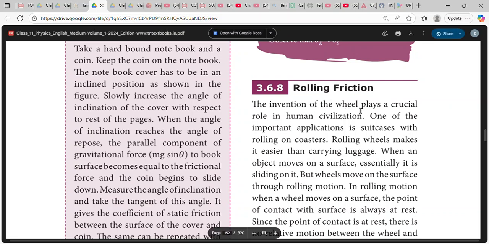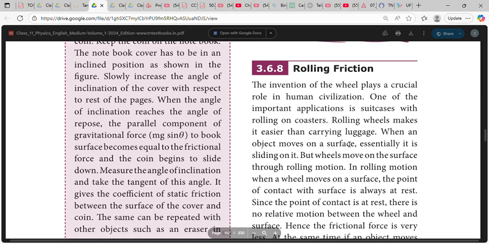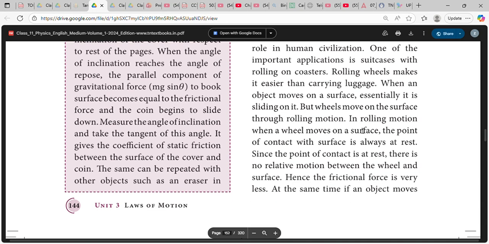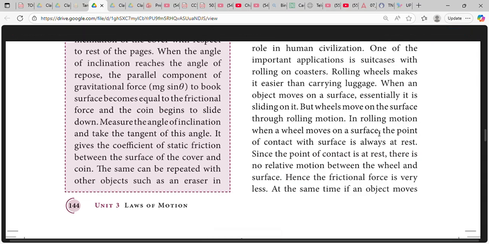The invention of the wheel played a crucial role in human civilization. One of the important applications is in suitcases, which roll on casters. Rolling wheels make it easier to carry luggage. Wheels move on a surface through rolling motion.